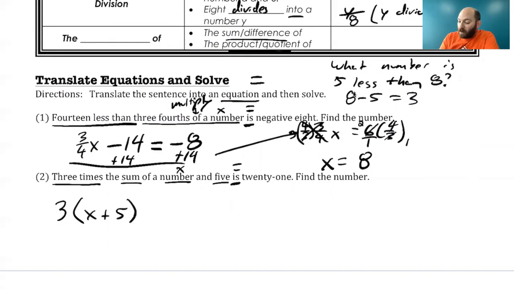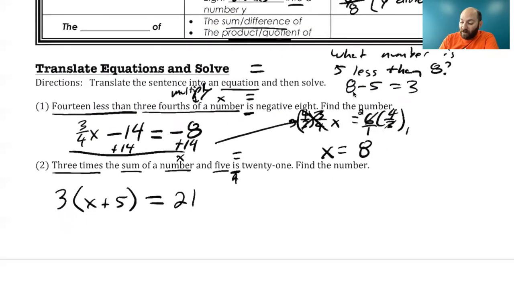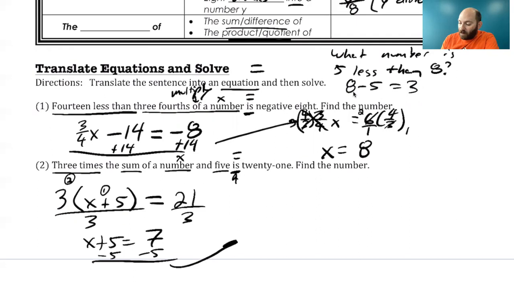So again, 3 times the sum. So 3 times the sum is what I have. Is, there's my equal sign again, right there. 21. So find the number. Okay. Some of you might want to distribute this. That's totally fine. I prefer to just undo the steps right here. So for example, if x is being added by 5 and then multiplied, I'm going to start off with dividing by 3, so that x plus 5 is going to equal 7. And then I'll subtract 5 over, and I'll write over here, I get x equals 2.